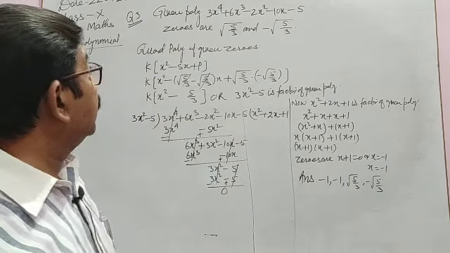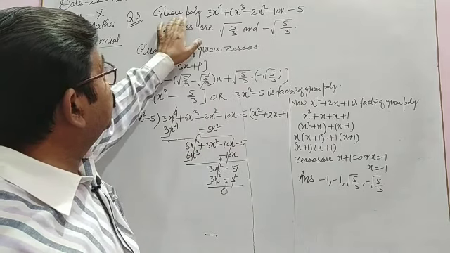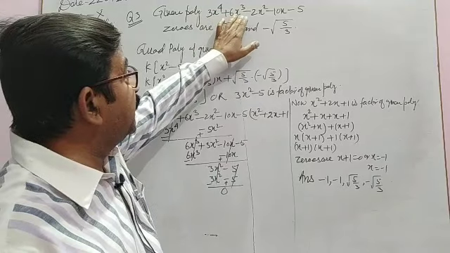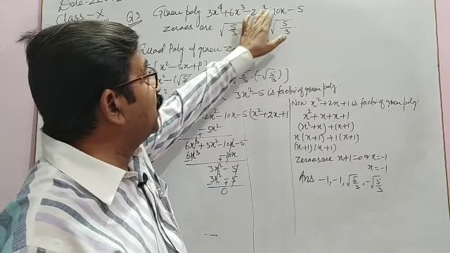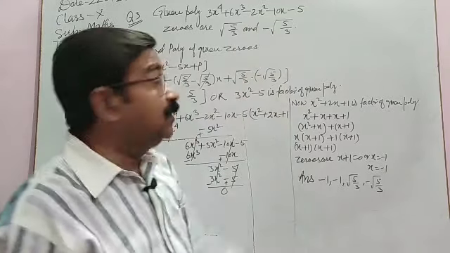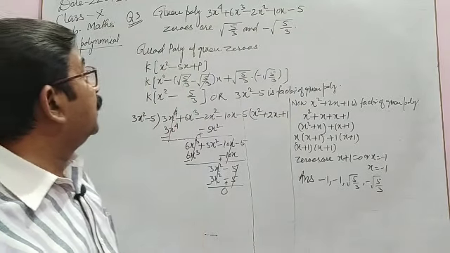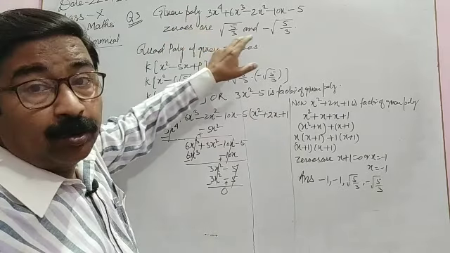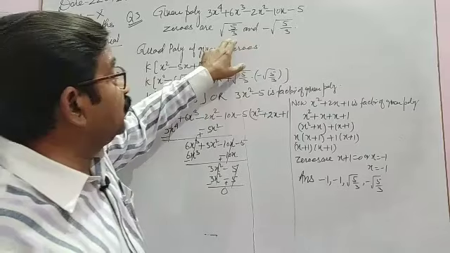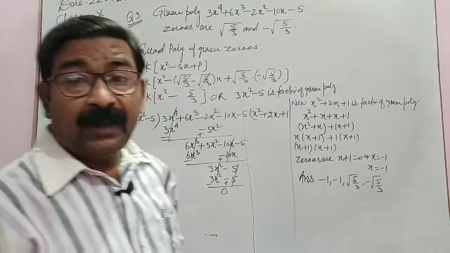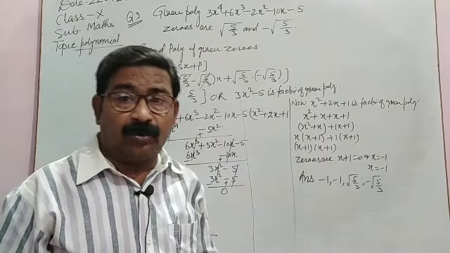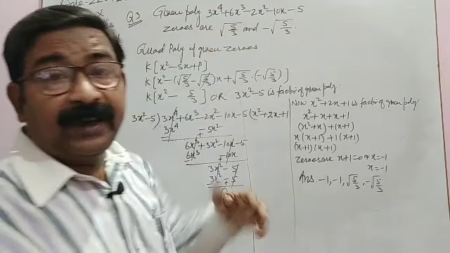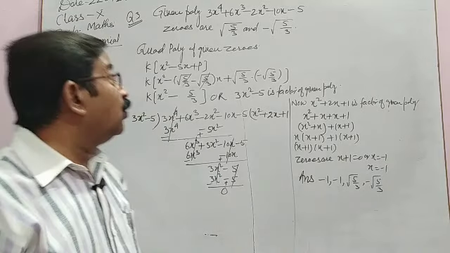In the question we are given this polynomial, 3x to the power 4 plus 6x cube minus 2x square minus 10x minus 5. Its degree is 4, and out of these 4 zeros we are given 2 of the zeros, root 5 upon 3 and minus root 5 upon 3, and we have to find all other zeros. All other means out of these 4 zeros 2 are given, we have to obtain 2 more. So what to do?